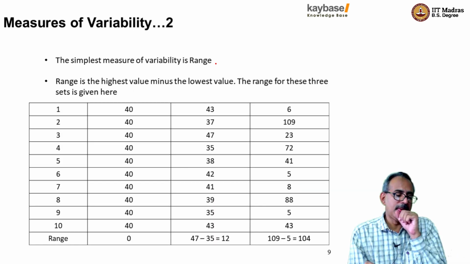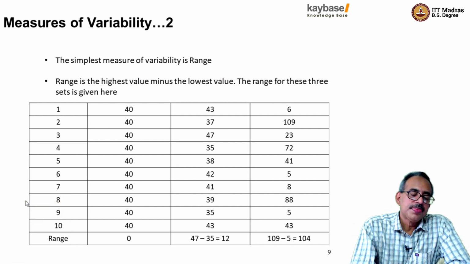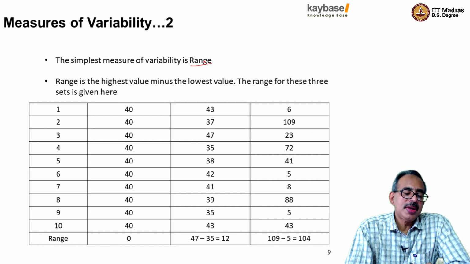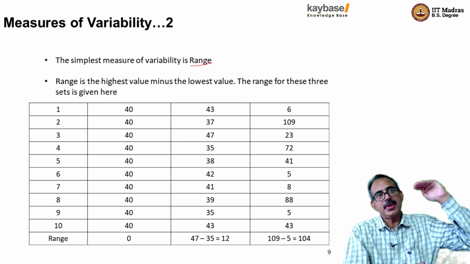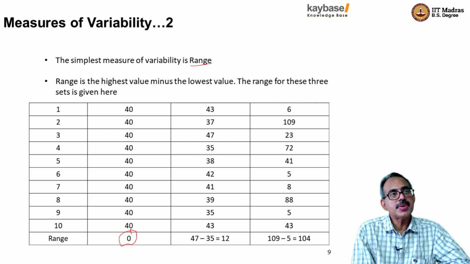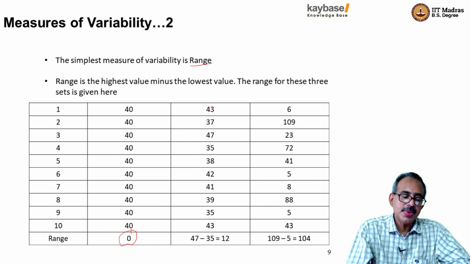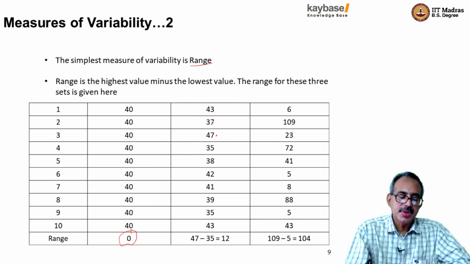Right? So the simplest measure of variability is something called range. The range is simply the highest value in the data minus the lowest. Now the range for this data set is 0, because the highest is also 40, the lowest is also 40. The range for this data set, 47 is the highest. 35 is the lowest. So the range is 47 minus 35 equal to 12.